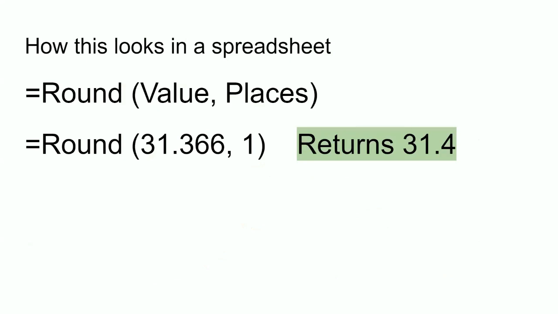Okay, so this is how it looks in a spreadsheet. We have things like the function ROUND, which says, give me a number and tell me how many decimal places you want, and I'm going to round that number. So our data is 31.366, and we say round it to 1 place. What that returns is 31.4. That's what we want. Now, if we flip this and said the value is 1, the places is 31.366, it is not going to give us the result we want, even though the data and the function are what we want.